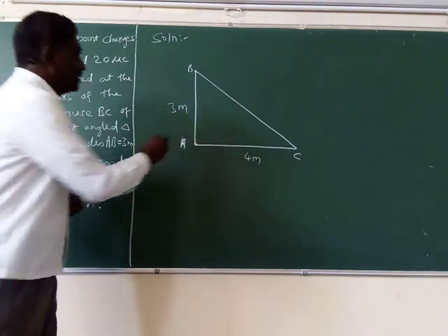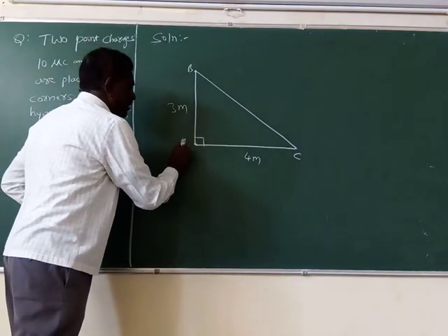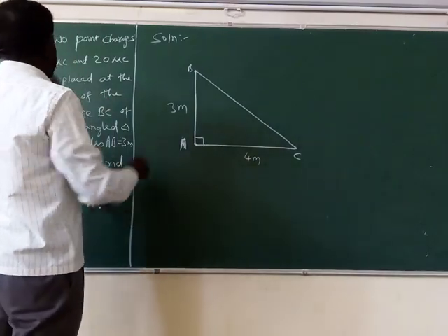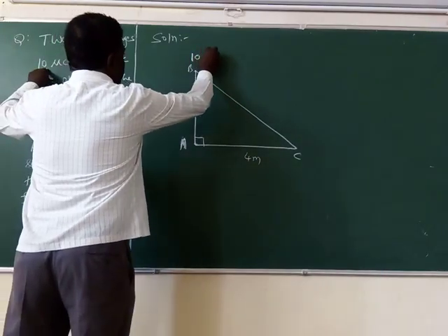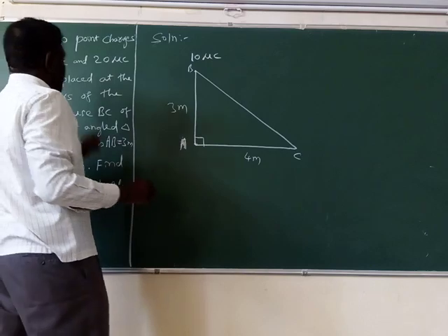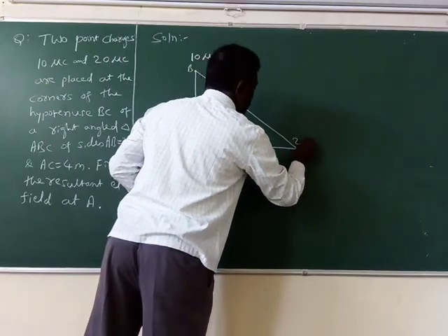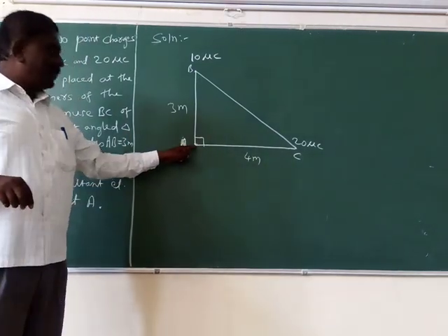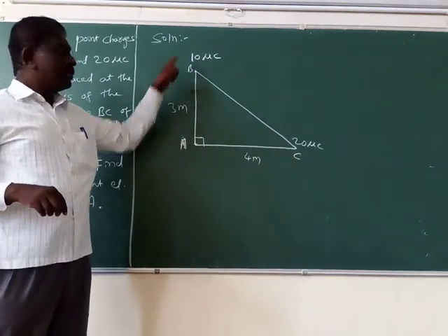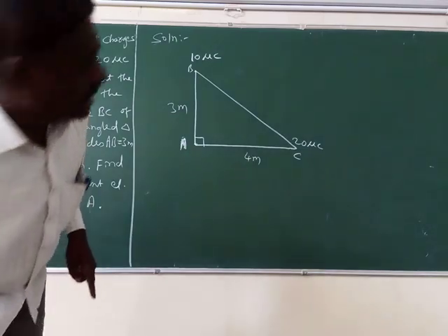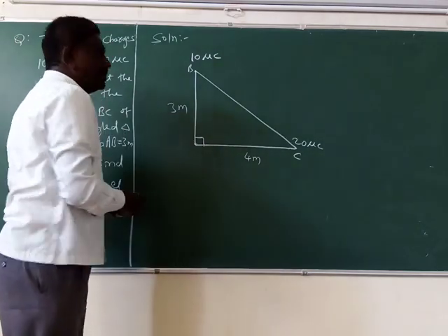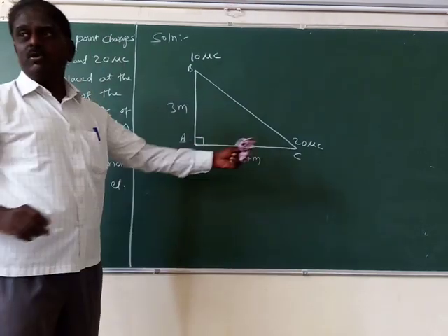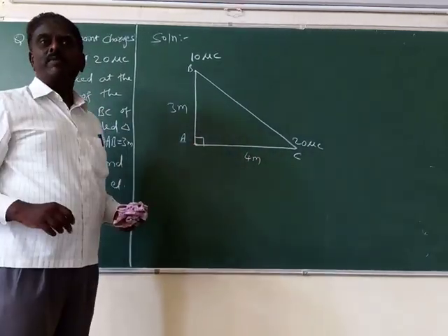Okay. Now, this angle is right angle. At B, the charge is 10 micro coulomb. What is the charge at C? 20 micro coulomb. Okay. There is an electric field at A due to 10 micro coulomb charge at B, and also there is an electric field at A due to 20 micro coulomb charge at C. We have to calculate one by one.